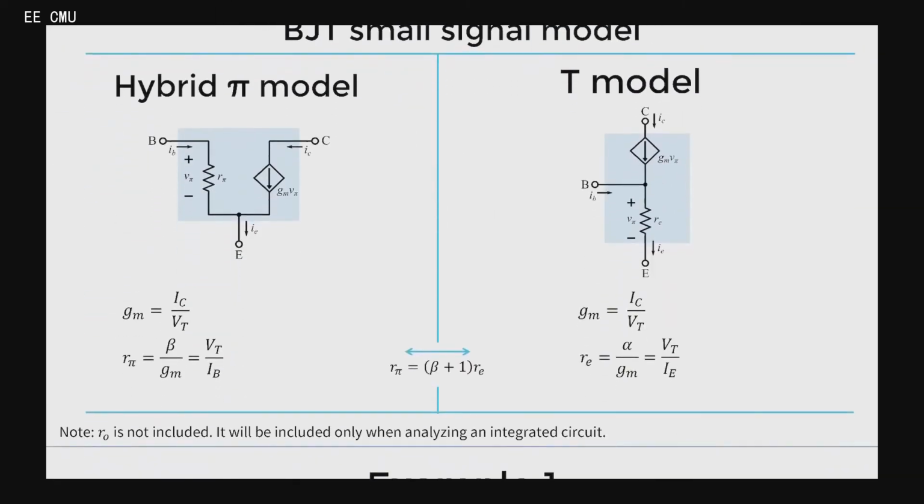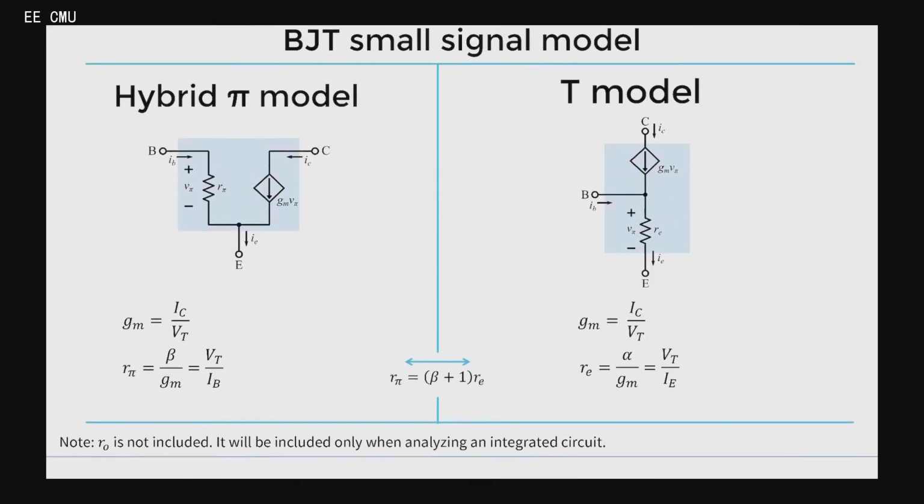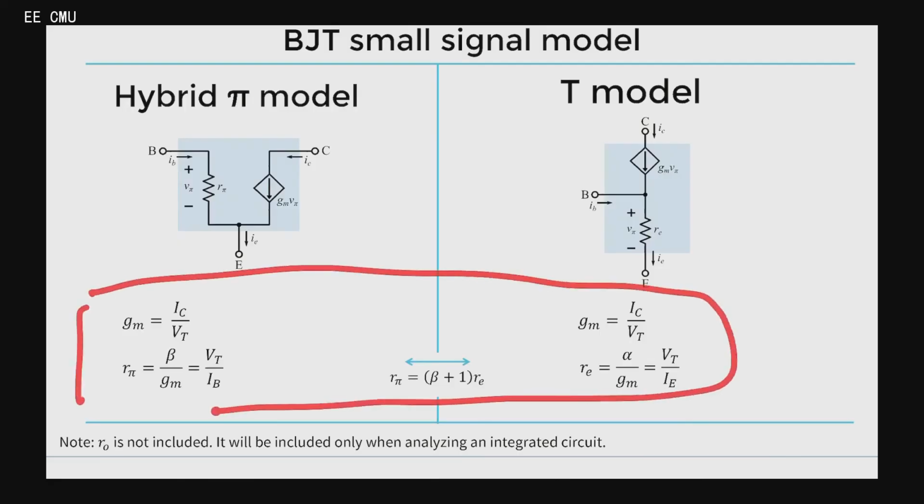This is to summarize that on this page. The hybrid pi and T models look like this. You'll probably need to help each other memorize this because we will use it to analyze the properties of BJT amplifier circuits. We'll be using this for all our analyses. Sometimes we'll use the hybrid pi model and sometimes the T model, depending on which one makes the analysis easier for us. You'll need to memorize these various variables as well.